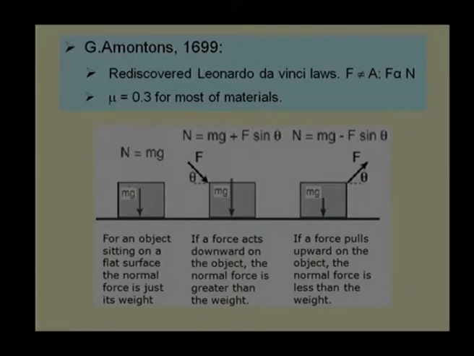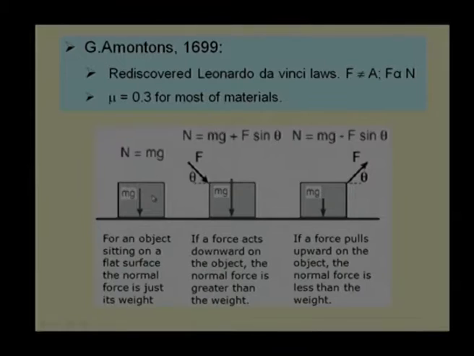These laws were rediscovered by Amontons, and he proposed a few laws in 1699. First, he also showed that friction force does not depend on area of contact. However, he changed his second law. He said friction force is proportional to normal weight or normal force. He removed the word weight or applied force directly. He said we use the word normal. It has to be normal, then only we can say friction force is proportional to that.